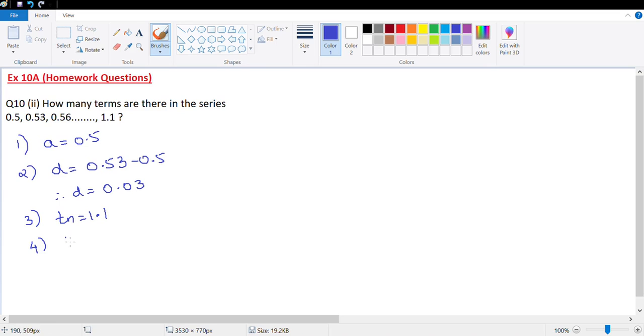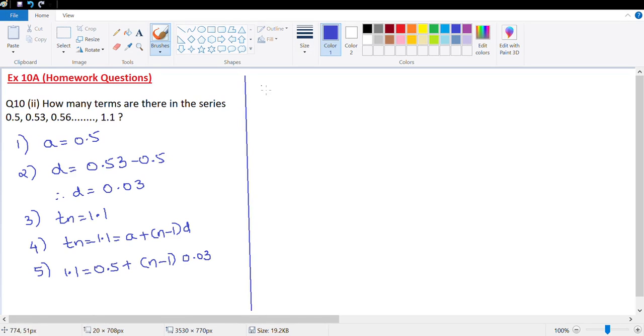So Tn, which is equal to 1.1, is equal to A plus n minus 1 times D. Let's substitute values. 1.1 is equal to A, in this case 0.5, plus n minus 1 times D. D was 0.03. Let's see what we get. We have 1.1 minus 0.5, I have taken 0.5 to the other side. This is equal to n minus 1 times 0.03.